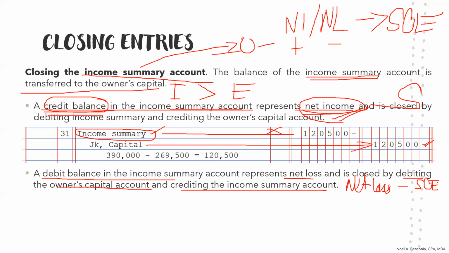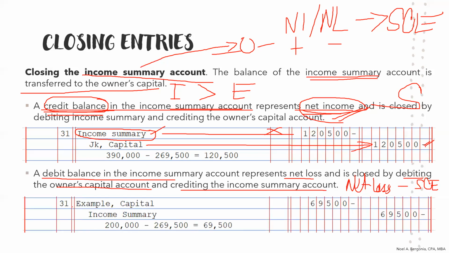Go back to our video lecture on the capital statement. Isn't it deducted when there is a net loss? Okay, so this is just an example. So debit capital, 69,500, and credit income summary, 69,500.